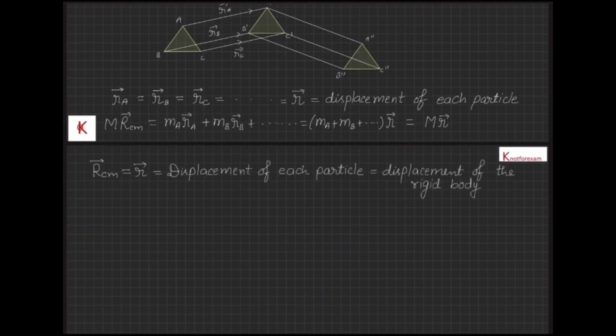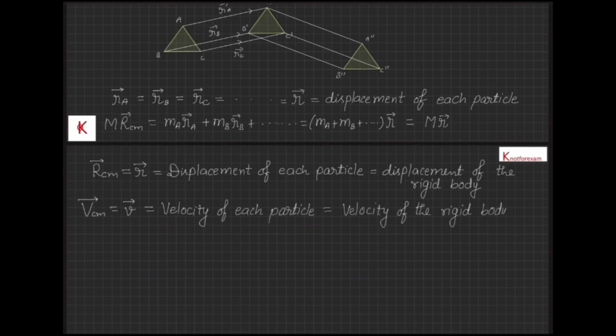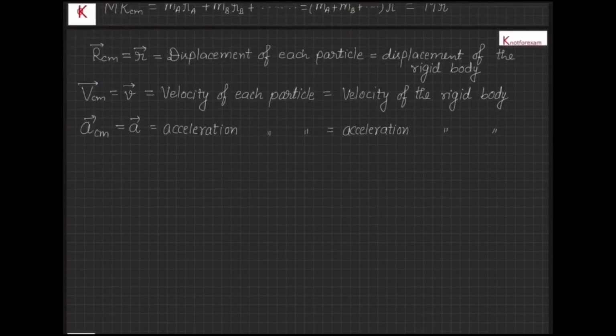If we differentiate this, then we get velocity of center of mass will be equal to velocity of each particle of the rigid body, which we can call velocity of the rigid body. Similarly, acceleration of center of mass will be acceleration of each particle of the rigid body, which we can call acceleration of the rigid body. From the above discussion, we can understand that pure translation motion of a rigid body is equivalent to motion of its center of mass.